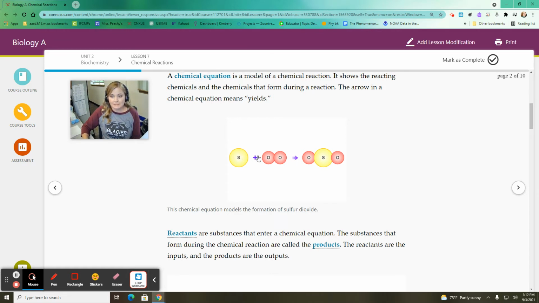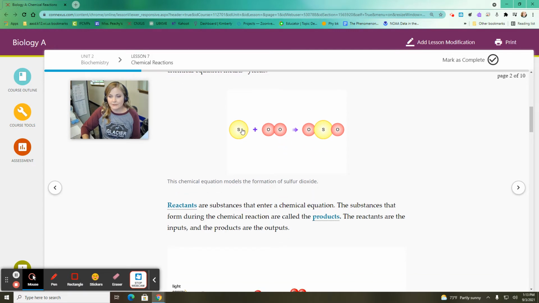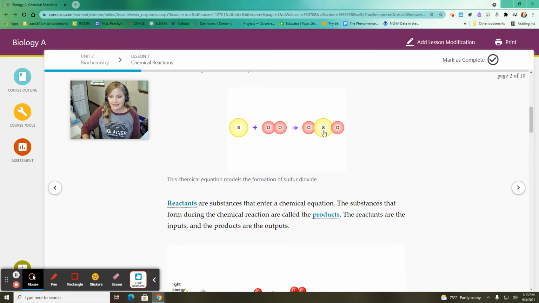Whenever there are two substances, we put a plus sign between them to indicate that this substance has to be combined with this substance to then yield or make this substance. Again, this is a synthesis reaction. You had me for physical science, you remember what a synthesis reaction is. So in this equation, we have sulfur, and it is being combined with oxygen, which is a diatomic molecule, O2, to create a substance called sulfur dioxide.